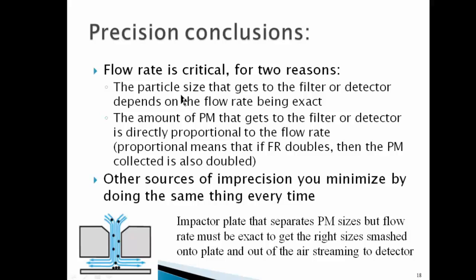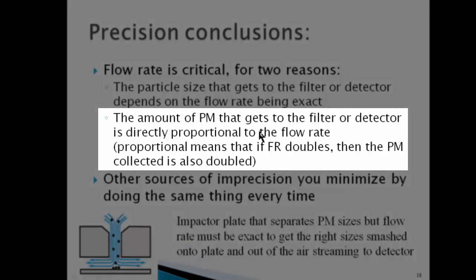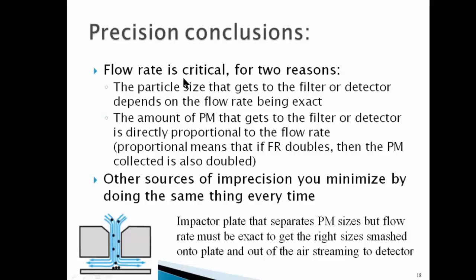And the device is designed so that if you've got a PM2.5 inlet, it has to have the flow rate exactly right, what the manufacturer intended and designed, so that only PM2.5 makes it around the corner to your filter. And then the amount of particulate matter that gets to the filter or the detector is directly proportional to the flow rate. Proportional means that if the flow rate doubles, then the particulate matter collected also doubles. So if you think you're sampling at 5 liters per minute, but you're really sampling at 10 liters per minute, then you're going to get twice as much PM on that filter, not thinking about the particle size, than if you really were sampling at 5 liters per minute. So the flow rate is really, really critical.